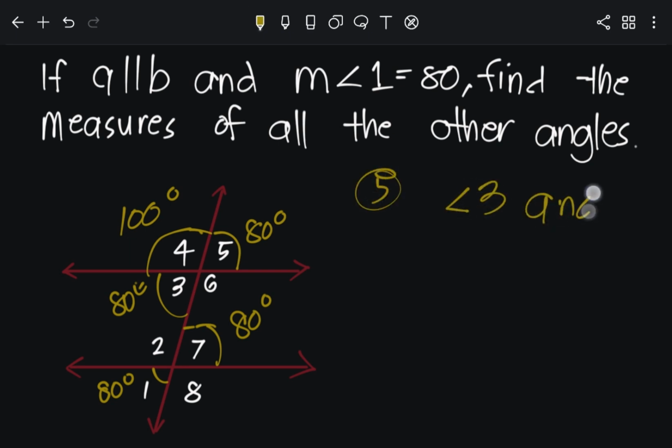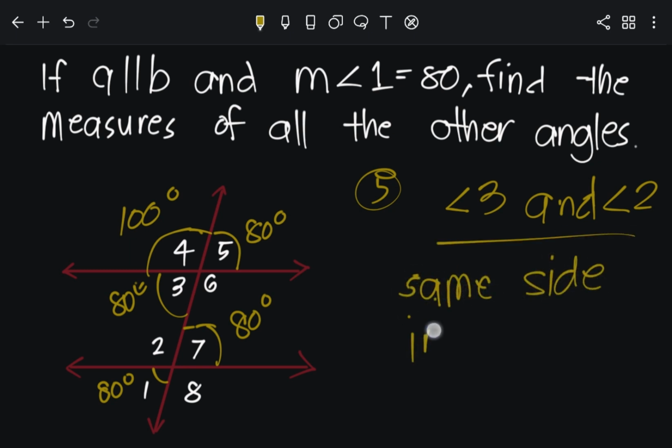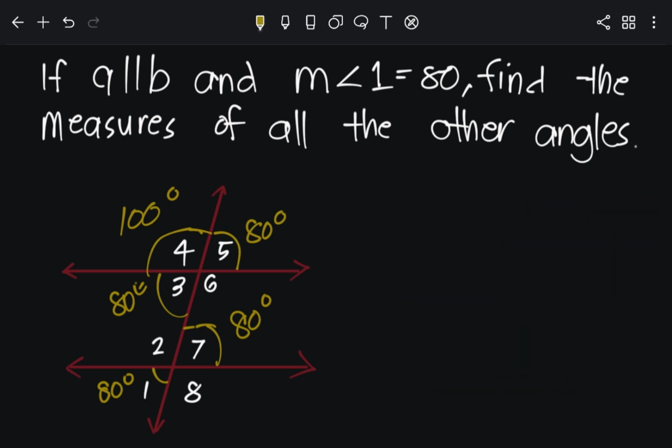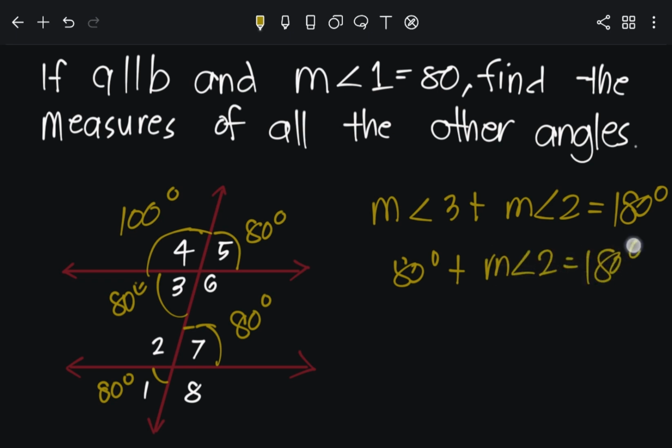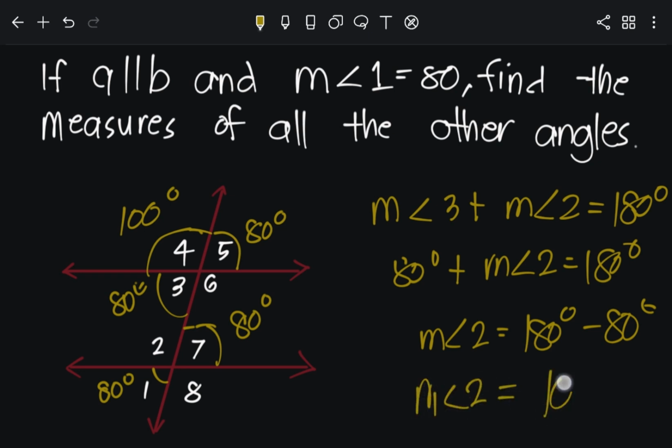Okay, let's proceed to another angle. As you have noticed, angle 3 and angle 2 are same side interior angles. Therefore, when you add the two angles, the answer would be 180 degrees. So the measure of angle 3 is 80, right? And the measure of angle 2 is unknown. So with the same process, you're going to apply the subtraction property of equality, wherein you subtract 80 from both sides of the equation. Then the answer would be 100 degrees.